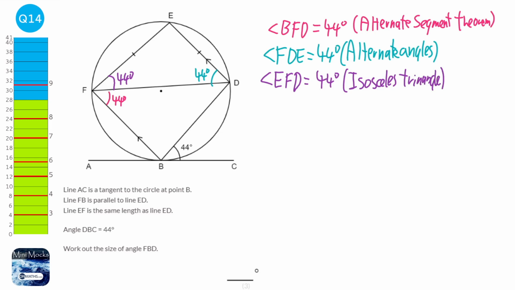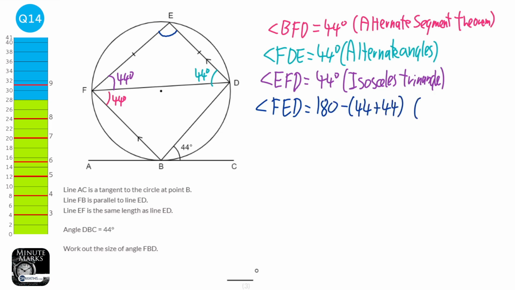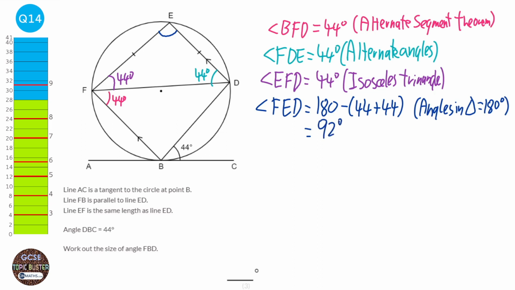Okay, next thing we're going to work out is this one here. And it's just angles in a triangle. So angle FED is going to be 180, take away the 44 plus the 44. And the reason is angles in a triangle add up to 180 degrees. And so 180 take away the 44 plus the 44 is 92. 92 degrees.